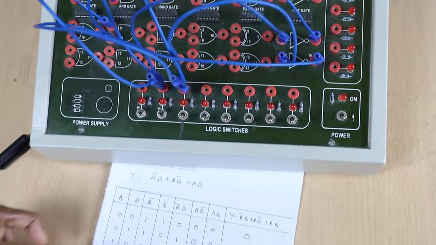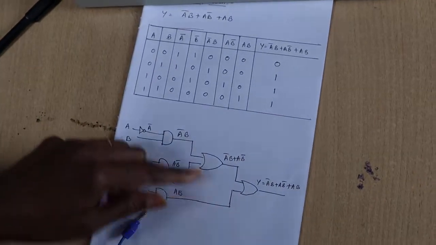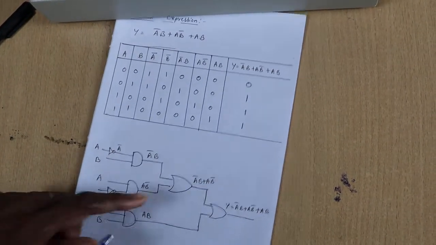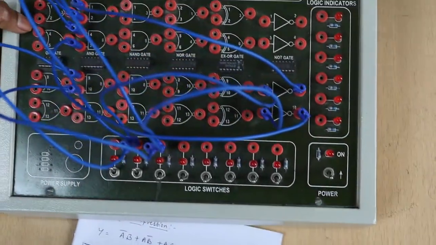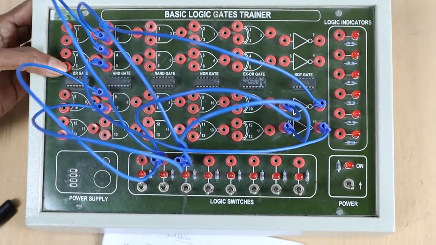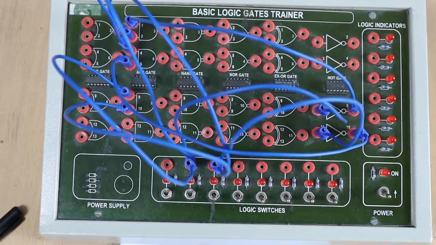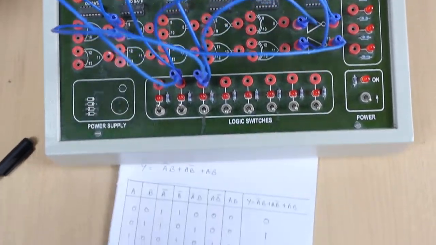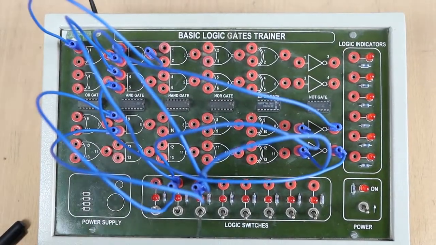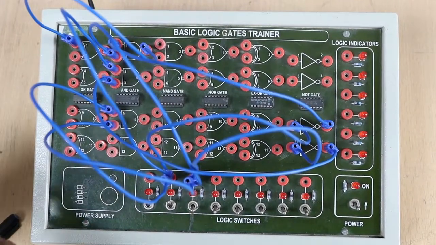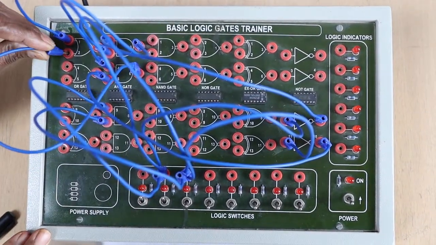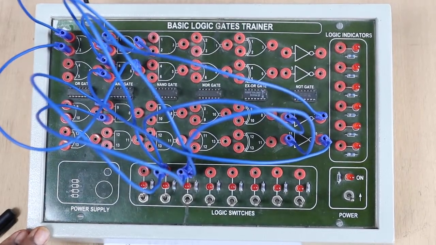Now this is the first level we have completed. Now A bar B and A B bar are given as input to the OR gate. So in this kit these are the OR gates. So we will use the first 2 OR gates. So the output of the first AND gate is given as input to the OR gate, and the output of the second AND gate is given as the second input to the OR gate.